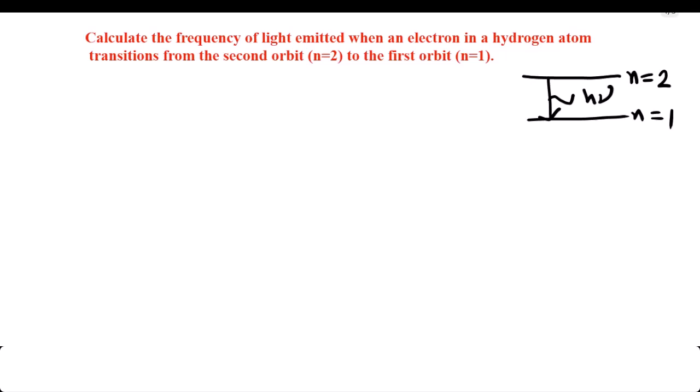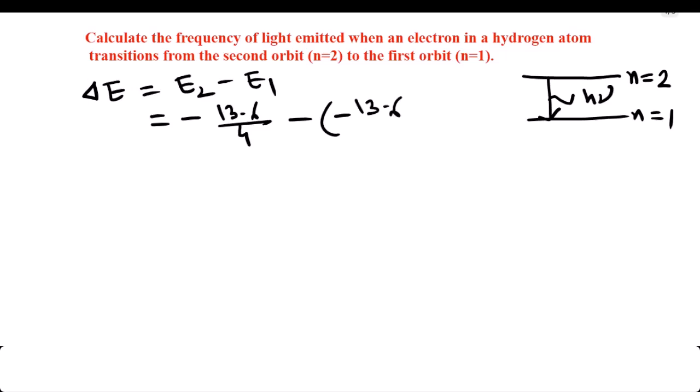will be h nu. So here also the energy difference between the two levels, that is delta E, is E2 minus E1. So E2 is minus 13.6 by n square, n is 2, so 4, minus (minus 13.6 divided by 1 square) in electron volt, and if we calculate this, then we will get the value 10.2. This is equal to 10.2 electron volt. So delta E is 10.2.